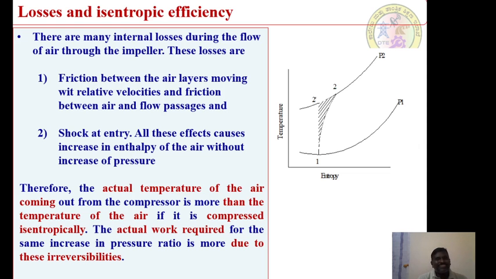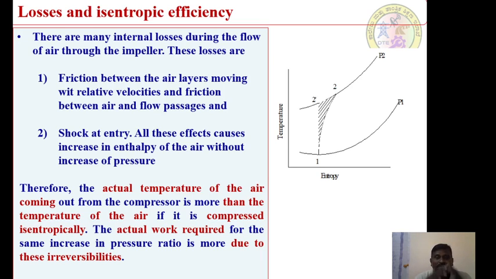The next topic is the losses and isentropic efficiency. There are many internal losses during the flow of air through the impeller. These losses may be frictional losses between the air layers themselves, due to the relative velocity between the air layers. There is also friction between the air and the flow passages, and shock at the entry. All these effects cause an increase in enthalpy of the air without an increase of pressure.